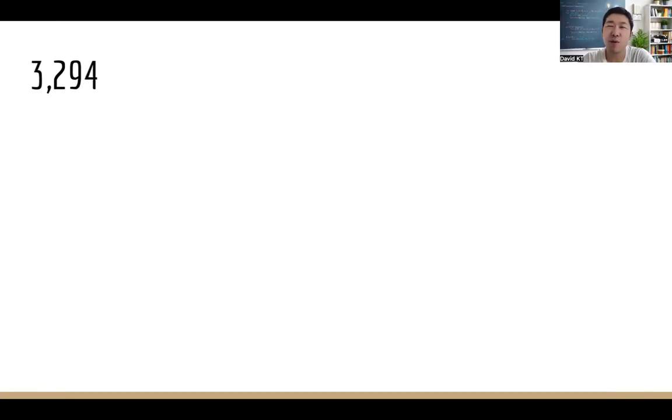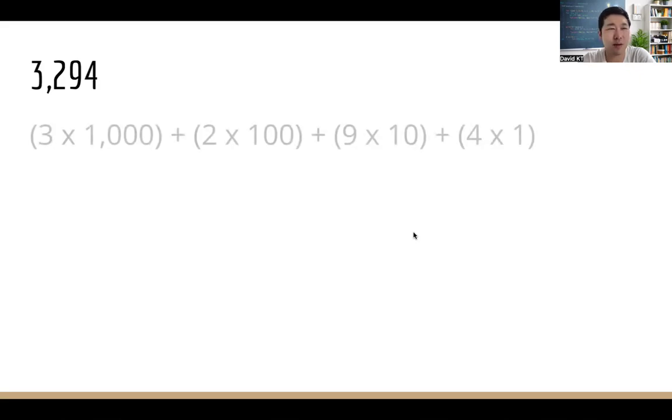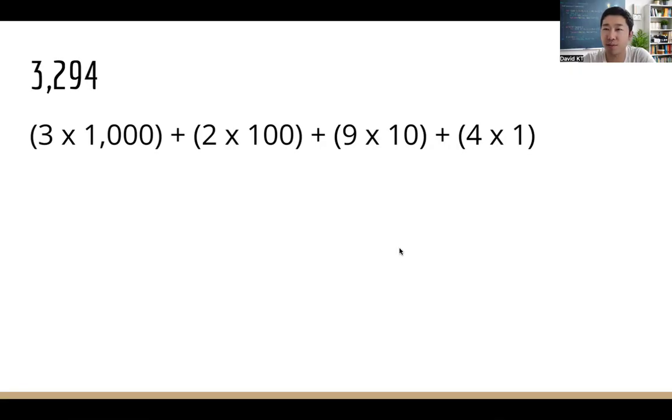So now, before we do binary, let's just talk about regular numbers that humans use. What number is this? That's right, 3,294. There's no reason I chose this. It's just a randomly chosen number. If you notice though, 3,294 actually could be written this way. 3 times 1,000 plus 2 times 100 plus 9 times 10 plus 4 times 1.